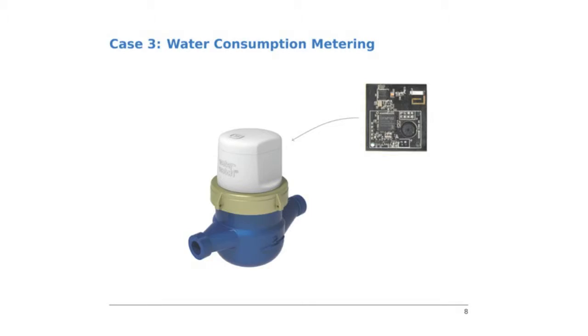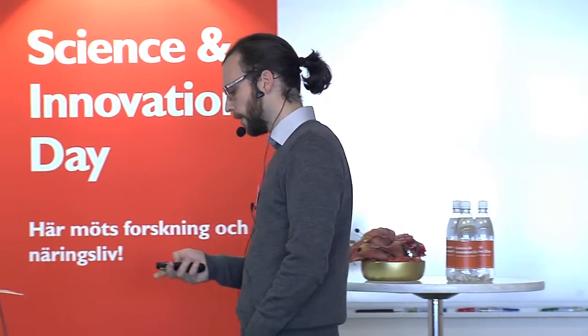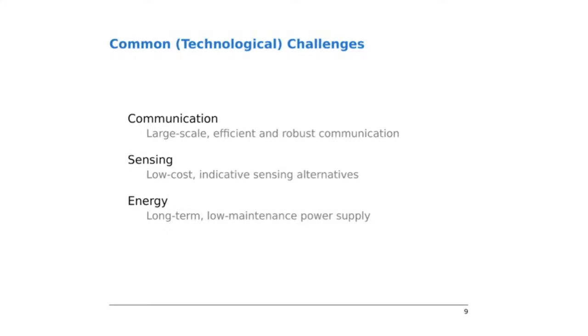If you have a water meter like this one, and you want to pay, let's say, $10, $15 for this, you don't want to have a 3G or 4G connection with a monthly bill of maybe another $10. So you need some kind of more large-scale, efficient, and robust communication.